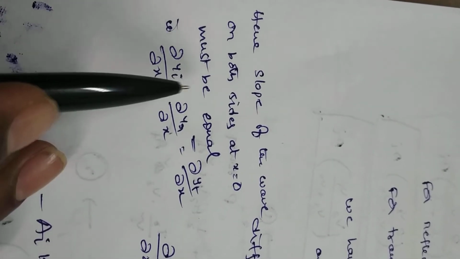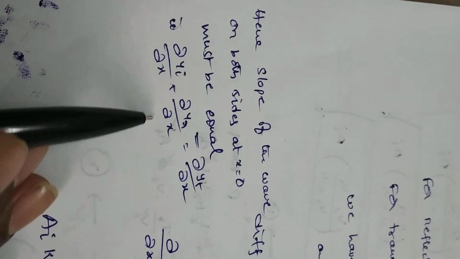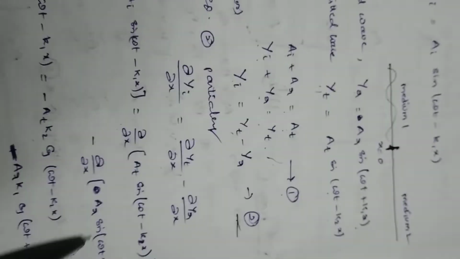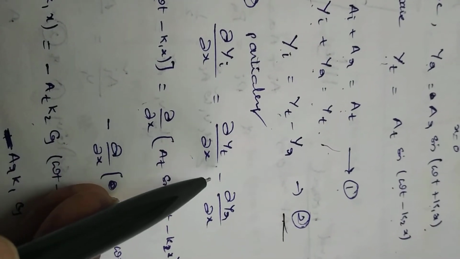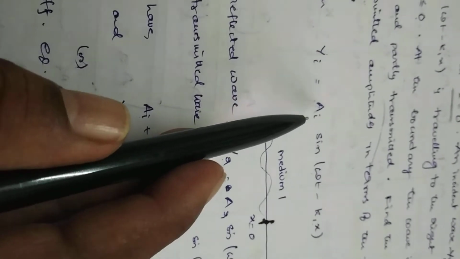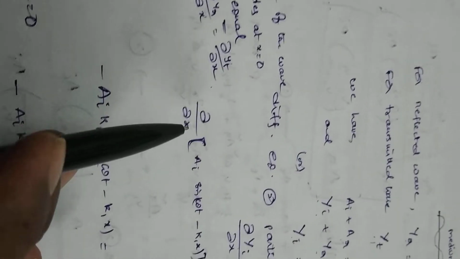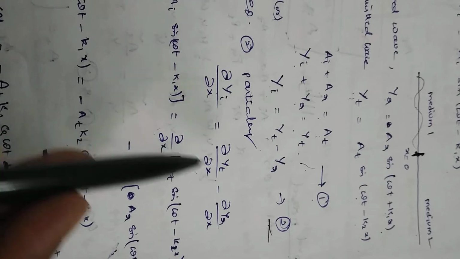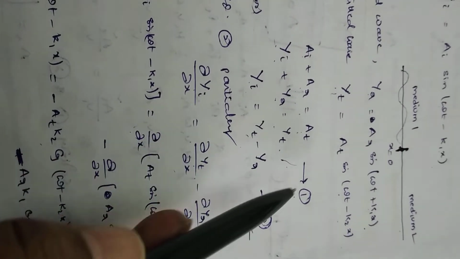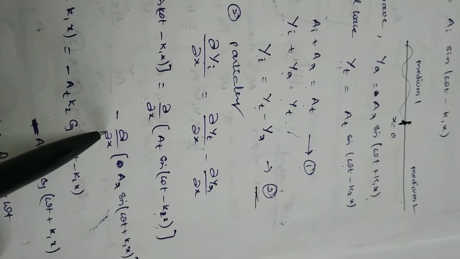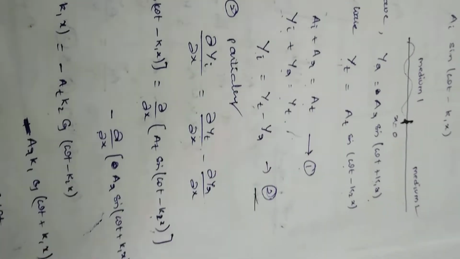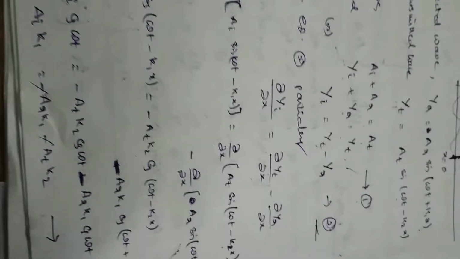That means ∂yi/∂x plus ∂yr/∂x is equal to ∂yt/∂x. Here, ∂yi/∂x is equal to ∂yt/∂x minus ∂yr/∂x. ∂/∂x of the incident wave: the incident wave equation is Ai sin(ωt − k1x). So ∂/∂x of Ai sin(ωt − k1x) is equal to ∂/∂x of yt, which is At sin(ωt − k2x), minus ∂/∂x of yr. Yr is equal to Ar sin(ωt + k1x).